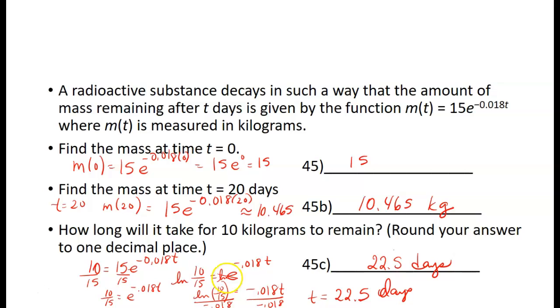So taking the natural log of both sides, I have the natural log of 10 over 15. These cancel, and so I'm just left with negative 0.018t. Again, I'm trying to get t by itself, so my last step is to divide away this number. So this is my expression here. I'll go ahead and put all of that in the calculator, and I get 22.5 days for my answer.